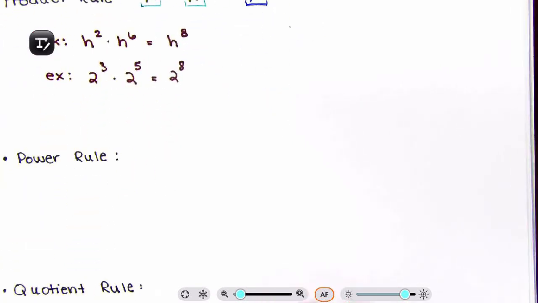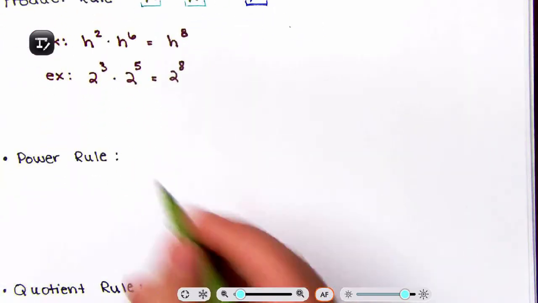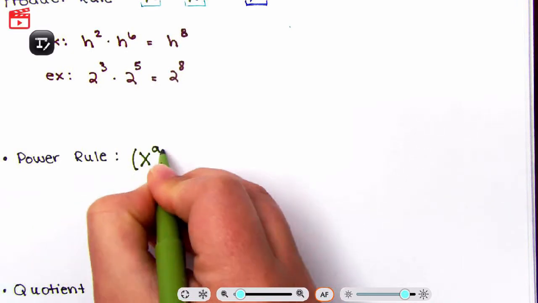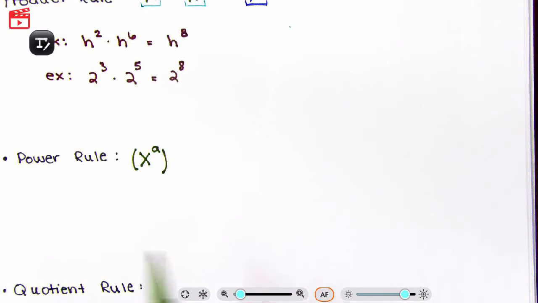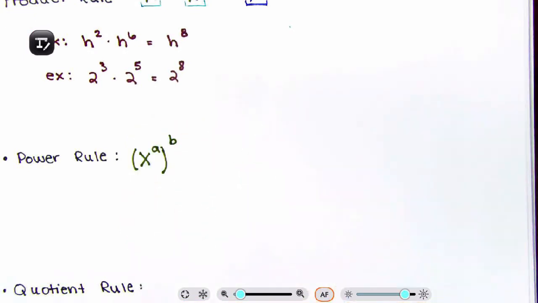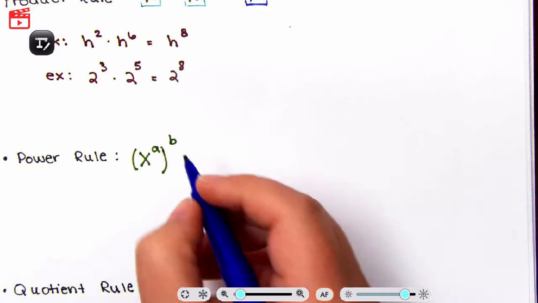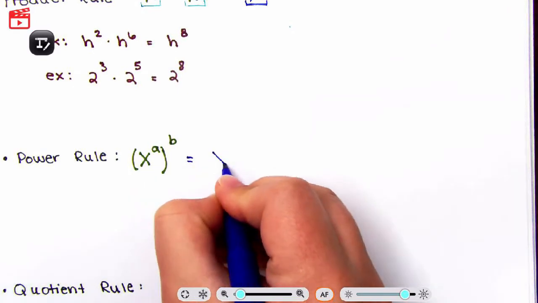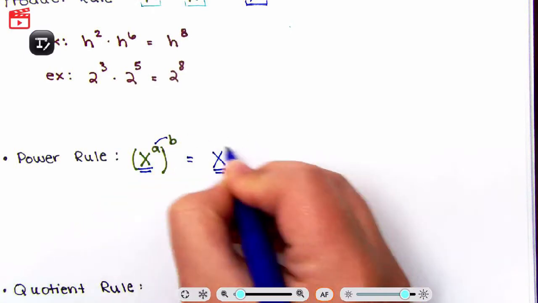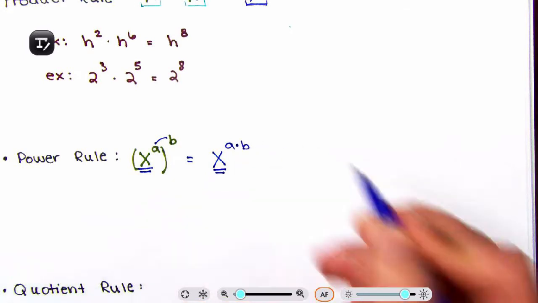The power rule says that if you have a base raised to an exponent of a number, it doesn't matter what number, you have an exponent and you have a base. Now, the base and exponent are being raised to yet another exponent. So you have an exponent on top of an exponent. When you have that, you're going to take the base, in this case our base is x, and you're going to take the two exponents and multiply them together.